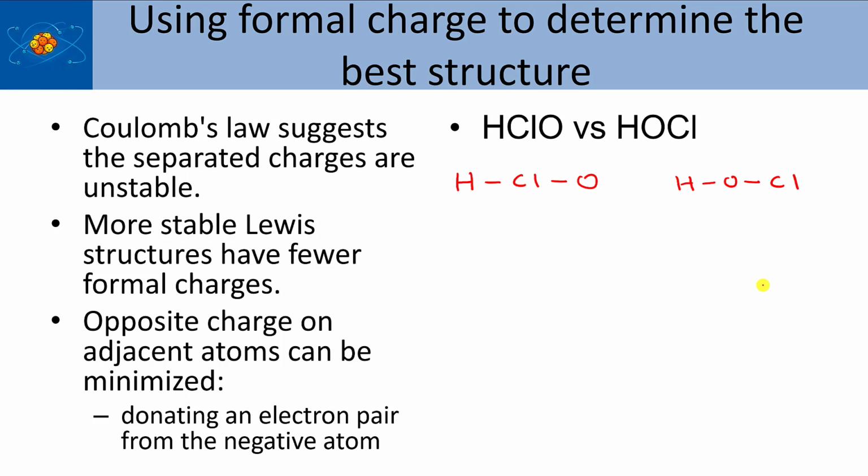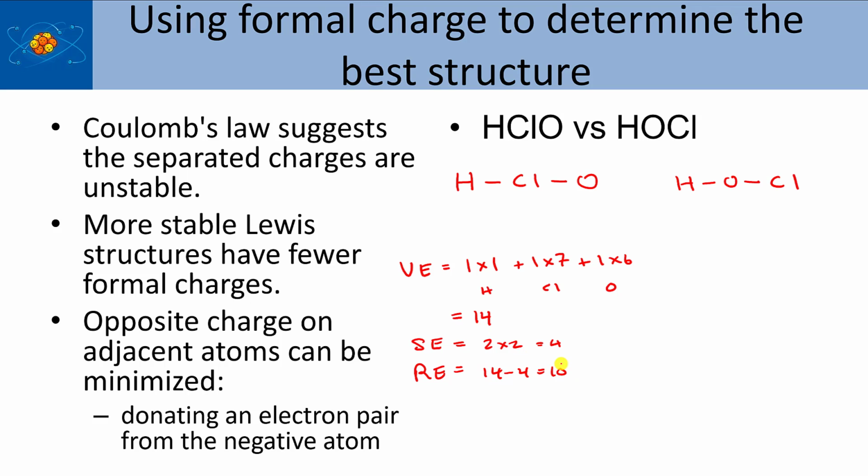So I have hydrogen, which is 1. This is my valence electrons, right? Actually, I'm going to draw it at the bottom because I can use some extra space. It's 1 times 1 for the hydrogen, 1 times 7 for the chlorine, and 1 times 6 for the oxygen. That gives me a total of 14 valence electrons. Now I can subtract off my skeletal electrons, which is 2 times 2. So the remaining electrons to distribute is 14 minus 4, so I have 10 left to put around the structure.